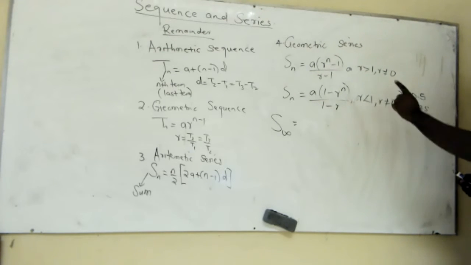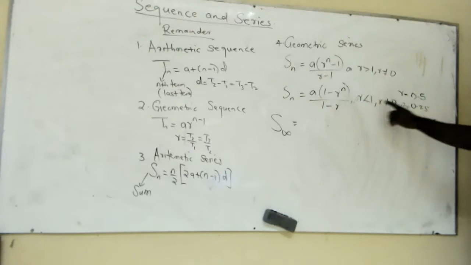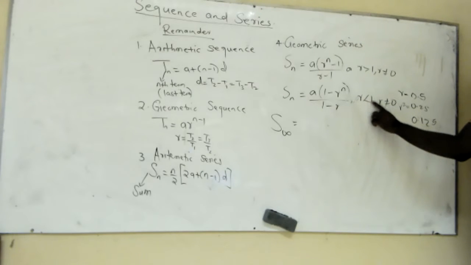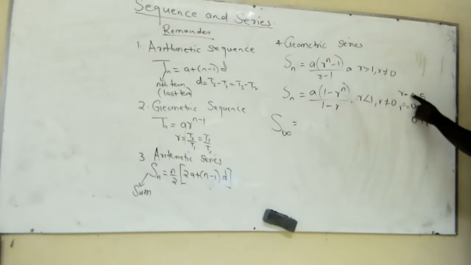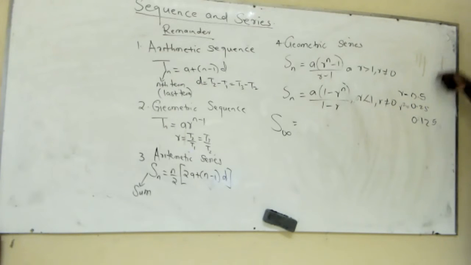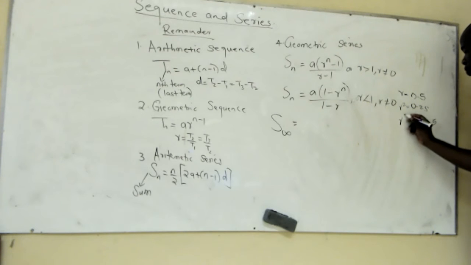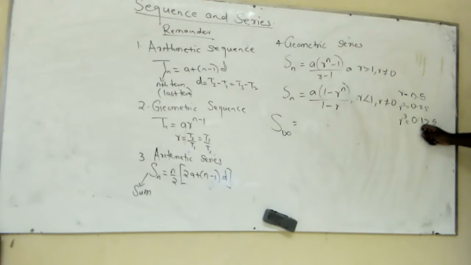In other words, we are saying that if r is less than 1, as an example, r is equal to 0.5. When we square the r, the value will be reducing, like what we have here. We squared 0.5, it's going to give us a value of 0.25. And then we cube the value of the common ratio, you will see the value is going to be reducing in that case.